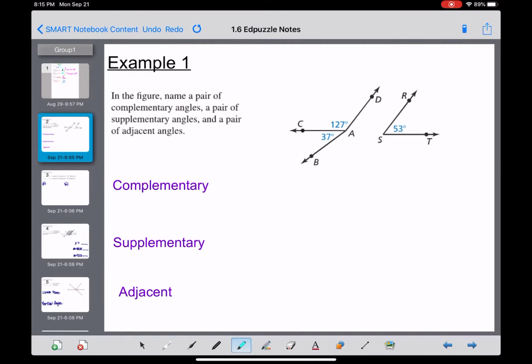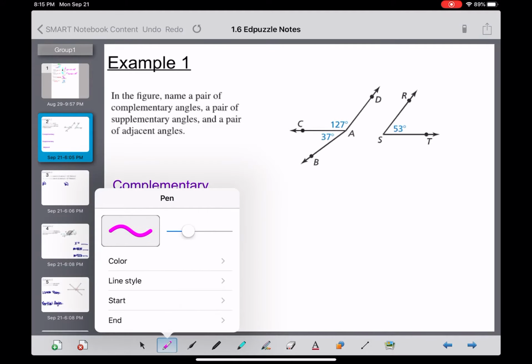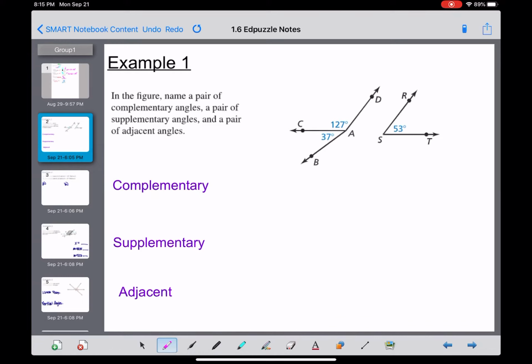In the figure, they want us to name a pair of complementary angles, a pair of supplementary angles, and a pair of adjacent angles. So remember that complementary angles add up to 90 degrees. If I look at my two sets of angles, I recognize that 37 and 53, when they are added together, equal 90 degrees. So my complementary angles are angle CAB, making sure I put the vertex angle in the middle, and angle RST, vertex angle in the middle.